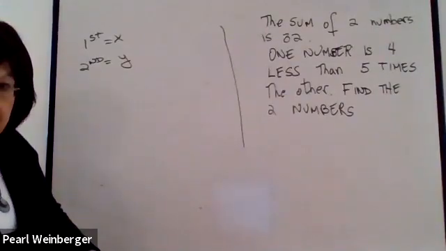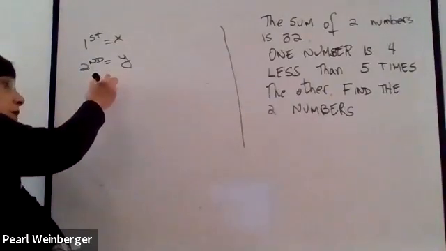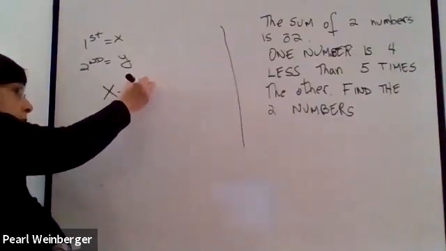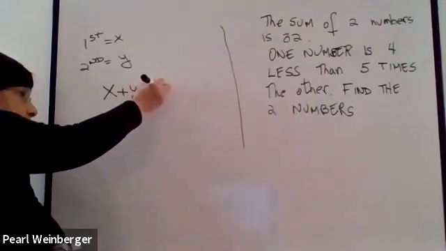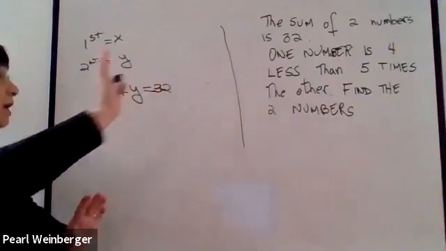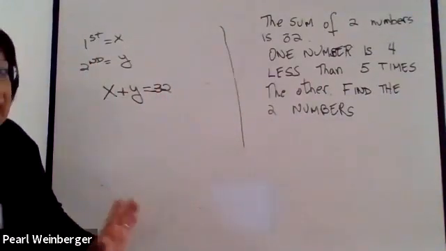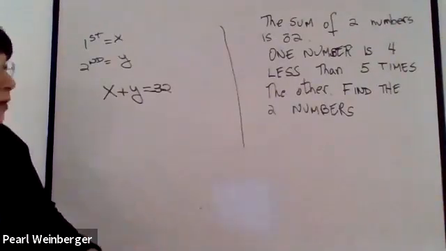Anybody? X plus Y equals 32. Correct. Sum means add. We're adding the two numbers. X plus Y equals 32. So we have one equation, but we have two variables. So we need a second equation. It's a system of equations.